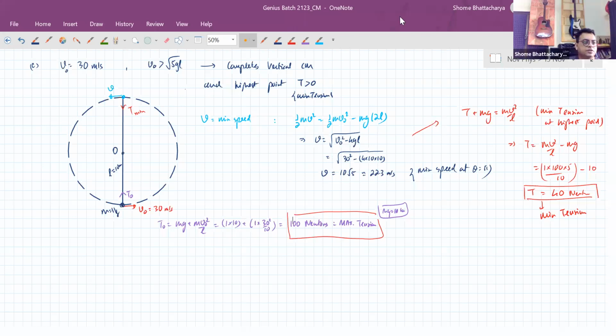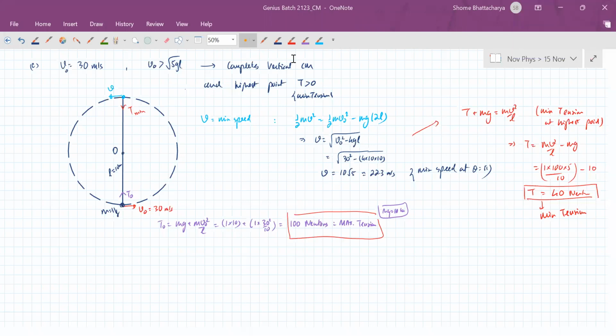Okay, so people, with that, we conclude this question. Hope this is clear to all of you. Okay, so now go ahead and complete circular motion this week, especially vertical circular motion questions from H.C. Verma also, but it's in the work energy chapter towards the end.